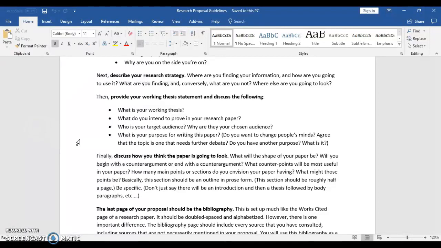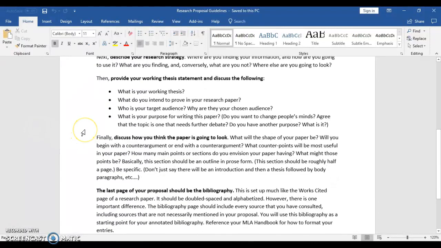So, if you're finding a lot of good information from scholarly journals that supports your point, but you're not finding a lot of information for counterpoints, that's kind of the stuff I need to know. After that, these can just be bullets, but remember, full sentences, full paragraphs.